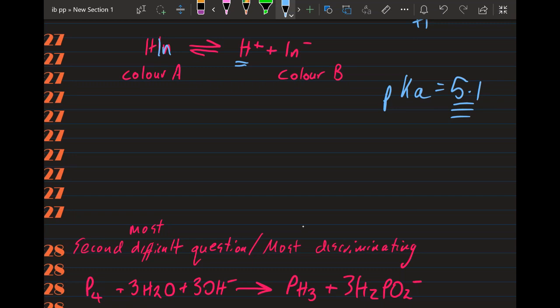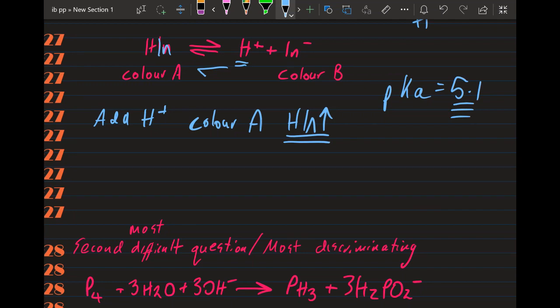So if I add H+, I'm going to shift the equilibrium over to the left, and there'll be more of colour A. So if I add H+, I'm going to get more of colour A. Is that enough? No. If I add H+, I'm also going to get more HIn, but it doesn't mean necessarily that I'll have more HIn than I have In-. It just means that my amount of HIn's gone up and my amount of In- has gone down.